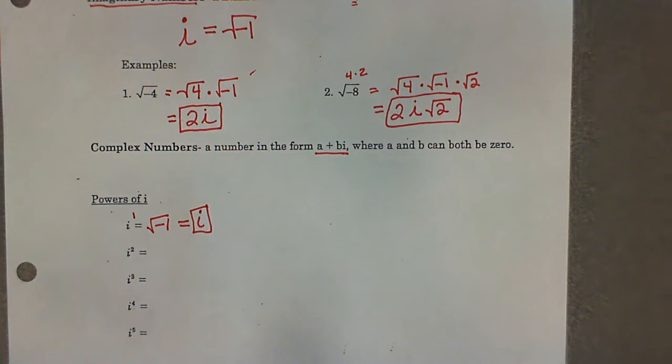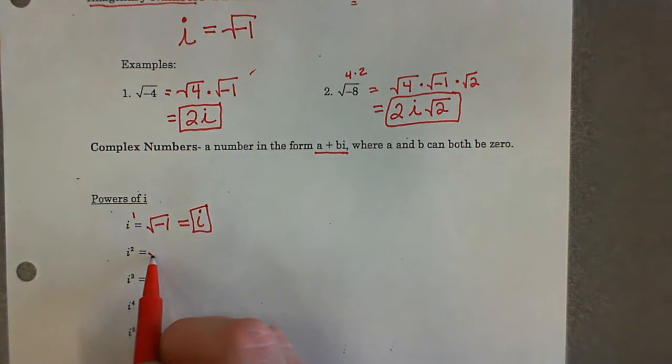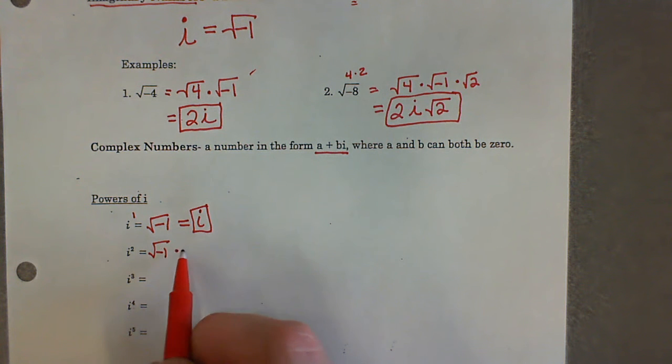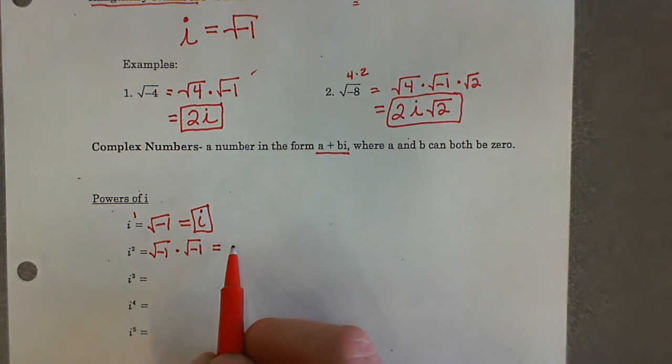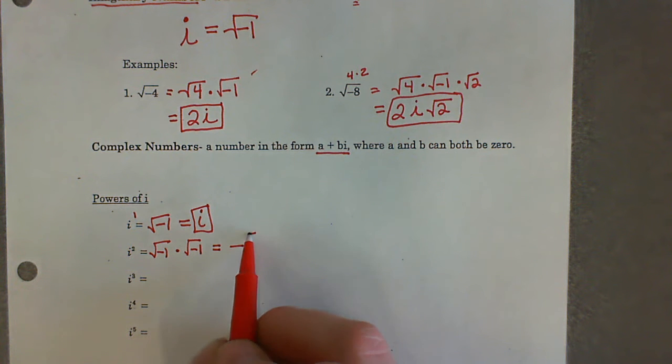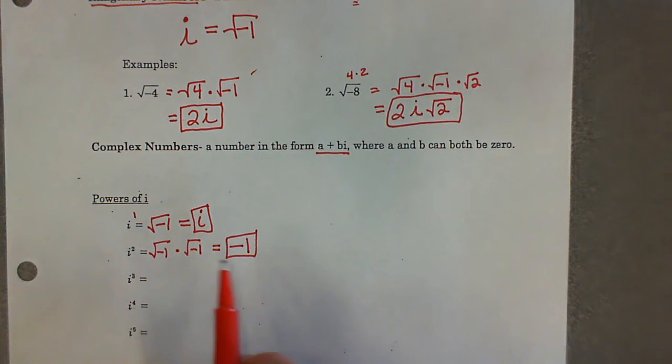Now, if it's to the second power, well, what would that really mean? That would mean the square root of negative 1 times the square root of negative 1. When you multiply a square root by itself, you get the value underneath. So that's just equal to negative 1. So i squared equals negative 1.